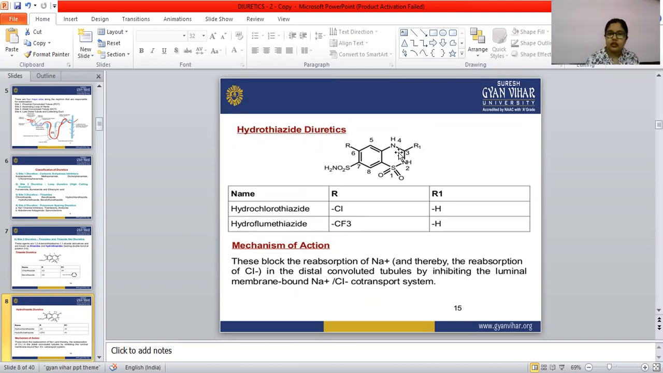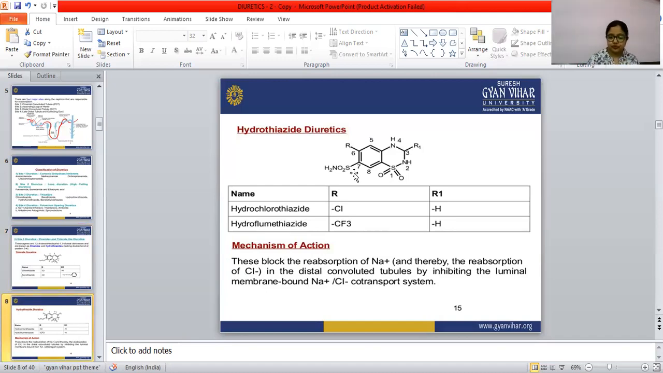One example is chlorothiazide, and the next example is hydrochlorothiazide. In hydrochlorothiazide also there is no double bond, and at the 6th position there should be a chloride group, and the sulfonamide is present. So this is the difference between the hydrothiazide and the thiazide. In the thiazide ring there is a double bond between the 3rd and 4th position, but in the hydrothiazide there is no double bond between the 3rd and 4th position.